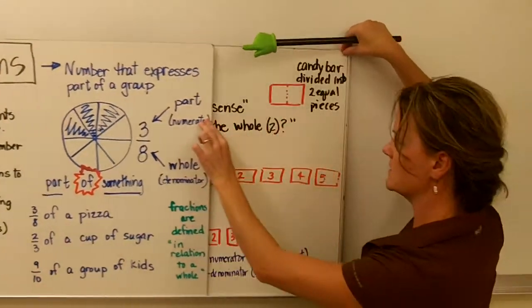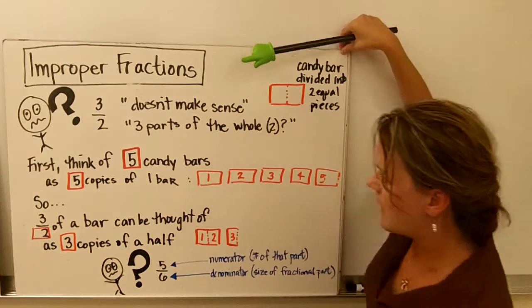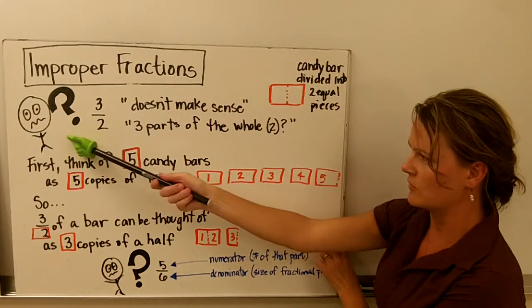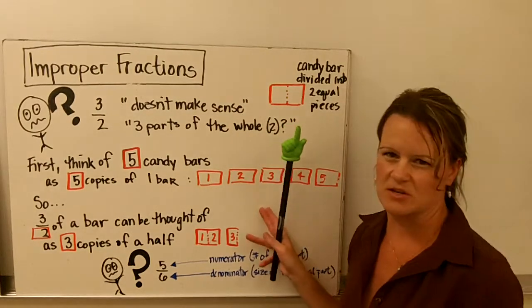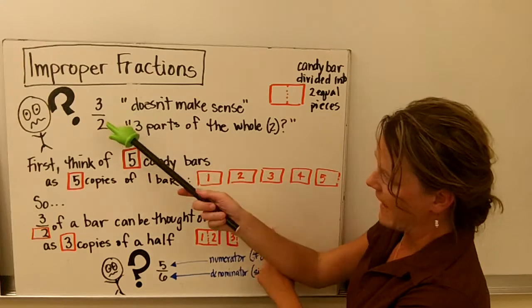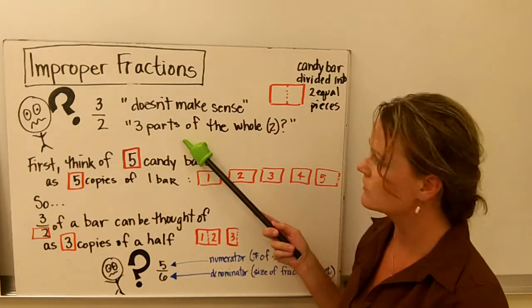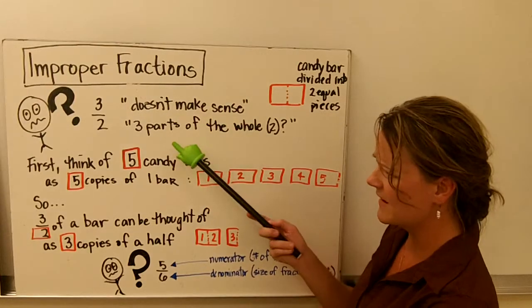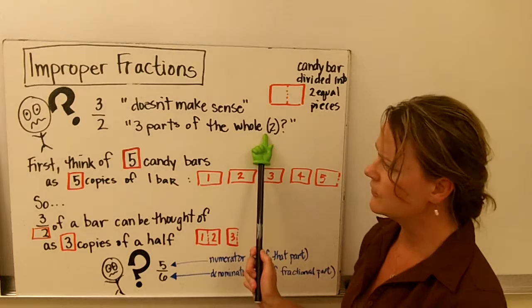All right, so let's go on to talking about the improper fractions. And you can see here that I have a misconception alert, and remember that simply is just to draw our attention that this is a place where students get confused. So for example, we see 3/2 here, and that's an improper fraction that we probably recognize. Students might say, that doesn't make sense. How can you have 3 parts of the whole, which is a smaller number, 2?